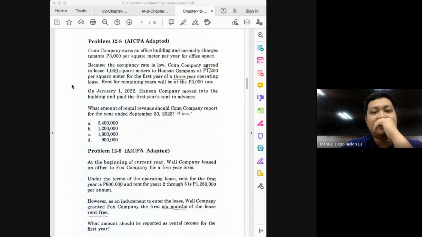But if there's nothing tricky in the problem, you can simply compute for annual rental income because again, that would just be equal year in and year out. But the safest would be to compute for the monthly rental income and multiply it with the number of months covered by the reporting period.